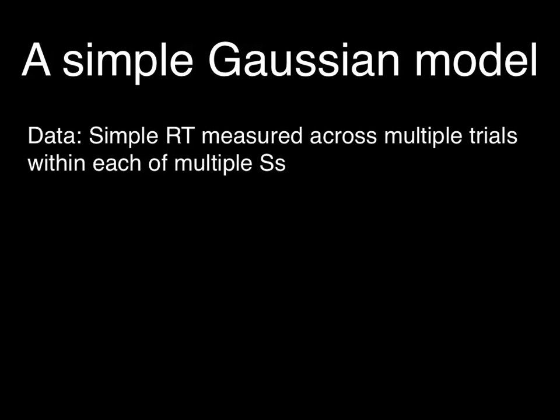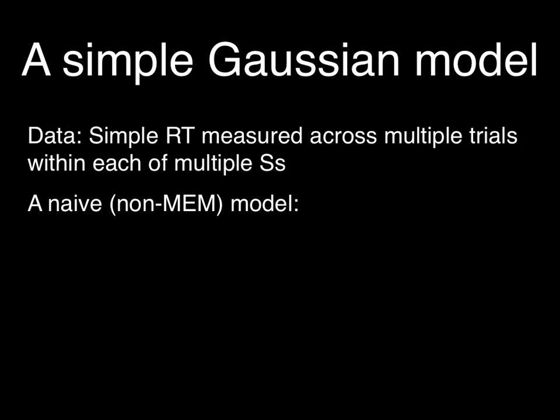So, a simple Gaussian model. Let's consider an experiment where we collect simple RT, so how fast somebody responds by pressing a space bar on a keyboard after they've seen some visual stimulus, measured across multiple trials within each of multiple subjects. This idea, where we have multiple trials within each of multiple subjects, means that the data is hierarchical. That is, there are trials within subjects.